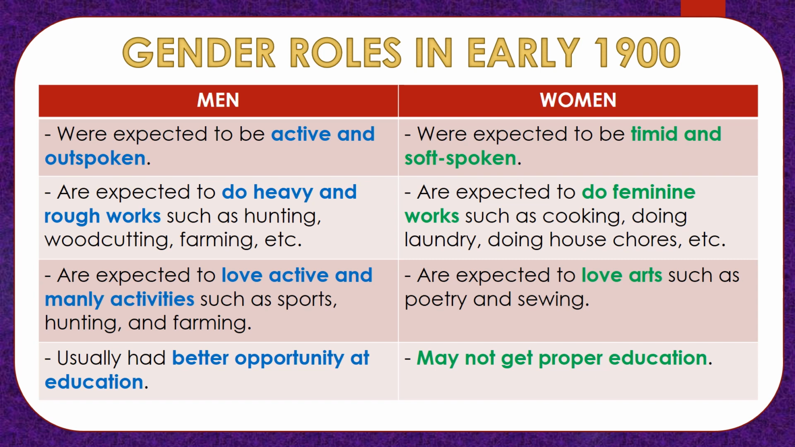Women are the opposite of this. They are supposed to be timid and soft-spoken. Kena lemah lembut, ayu. And then they should do feminine works such as cooking, doing laundry, doing house chores. Men back then were not supposed to do all this. And then, since men love physical activities, women should love something more art, something finer, yang lebih halus. Because women are pretty, so they are supposed to love finer things. So finer things will include arts such as poetry and also sewing, menjahit, puisi, right? But women may not get proper education as in contrast to men.